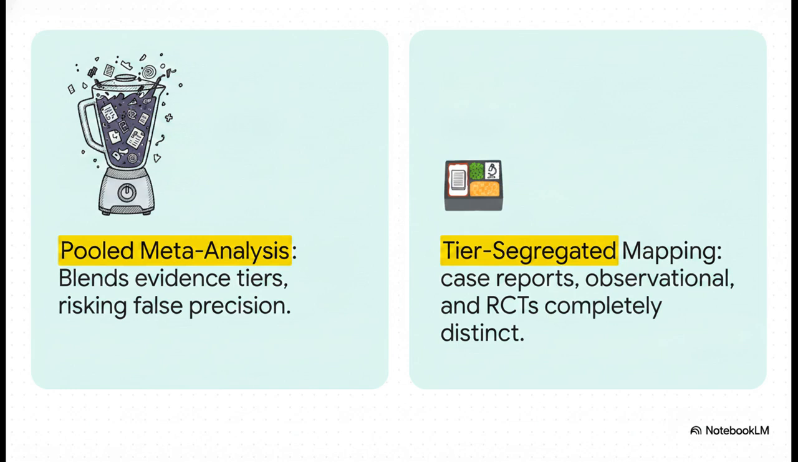Tier-segregated mapping, which is what Stage 5 uses, is more like a neatly separated bento box. Case reports stay in their compartment. Observational data stays in its compartment. RCTs stay in theirs. This means you can see exactly which part of the literature is making the conclusion, allowing you to actually judge if that specific tier is suited to answer your clinical question.